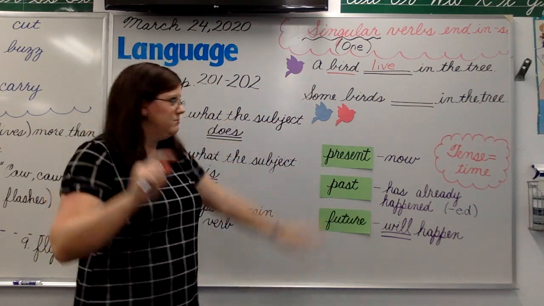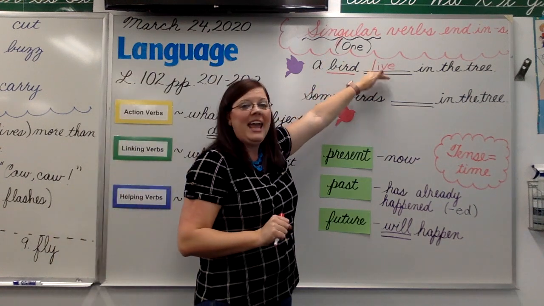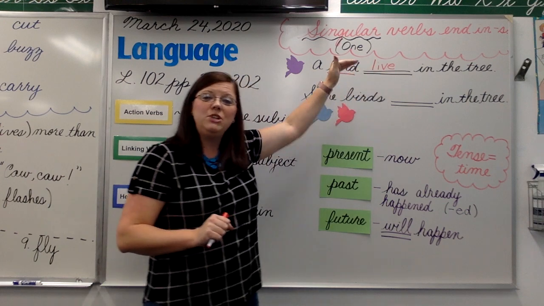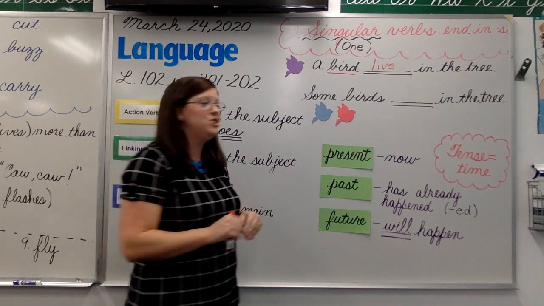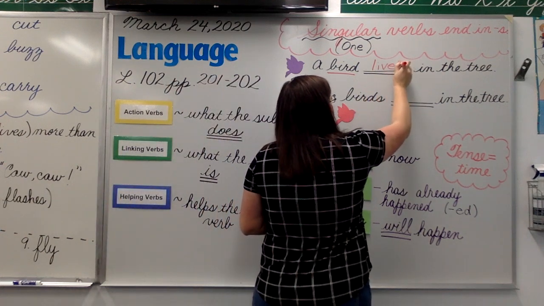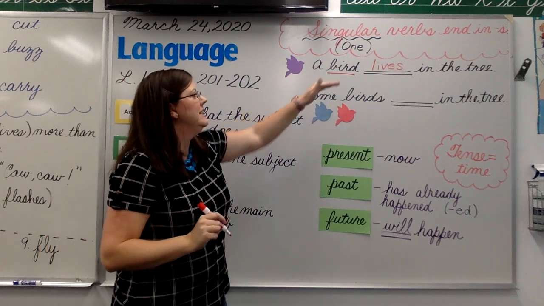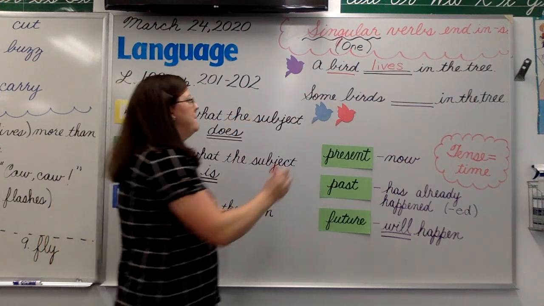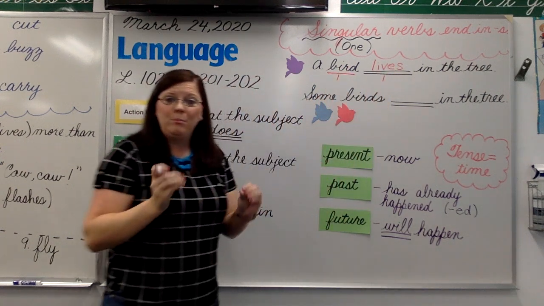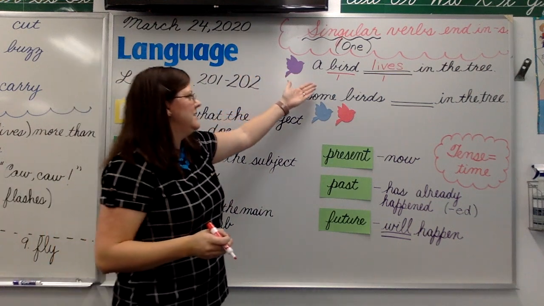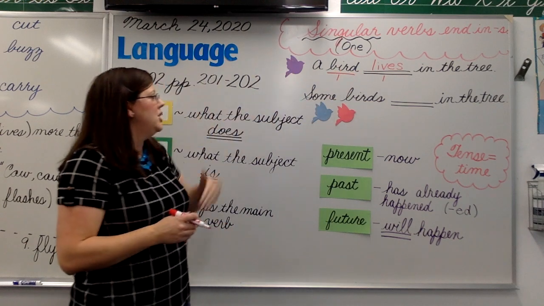Bird is one. Got my one purple bird there. It is singular. But I put a plural verb with it. The subject and the verb here do not agree. So we need to add an S to the end of that verb because singular verbs end in S. A bird lives in the tree. Bird is one, lives is one. They are both singular. The subject is singular and the verb is singular as well. Let's look at our next example.